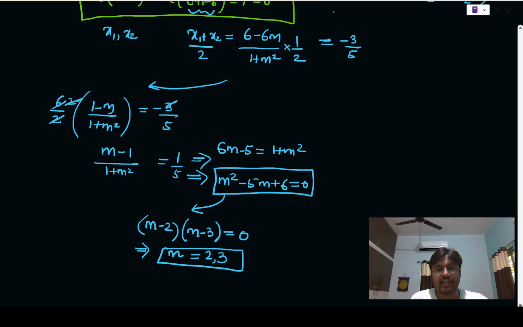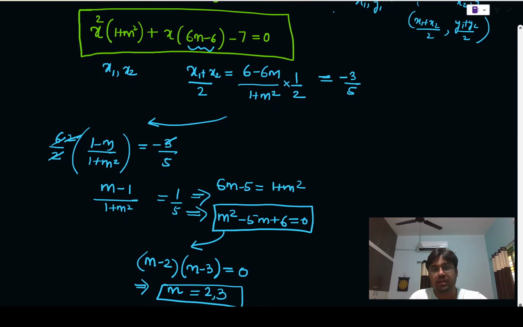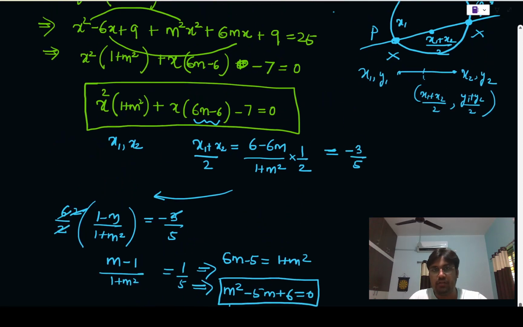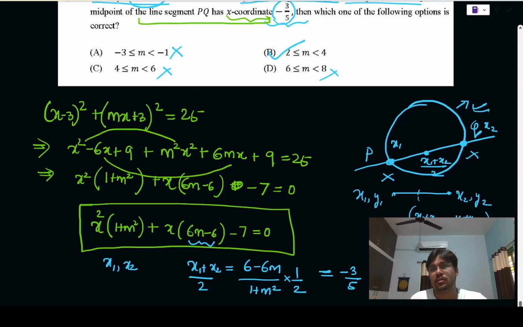So we're getting exact values of m. We don't have an inequality condition, so we will not be getting ranges, that's for sure. We have an exact equation, so we're getting exact values here. So m can be 2 or 3. So this is not the answer, this is not the answer, this is not the answer. This has to be the answer. So the correct answer to this particular problem is option B.